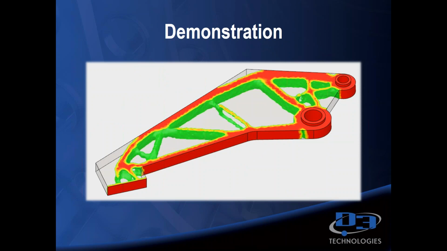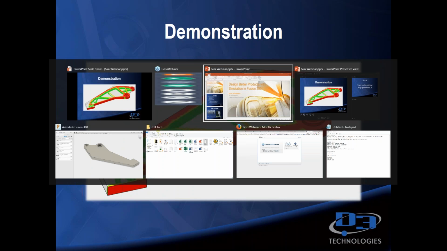So at this point, I just want to do a bit of hands-on demonstration and run through how I would take and bring a part into Fusion 360, run it through shape optimization, and then determine how I can lightweight my part and then put that through a stress analysis to see how it reacts. So I'm going to go ahead and hop over to Fusion 360 at this point.